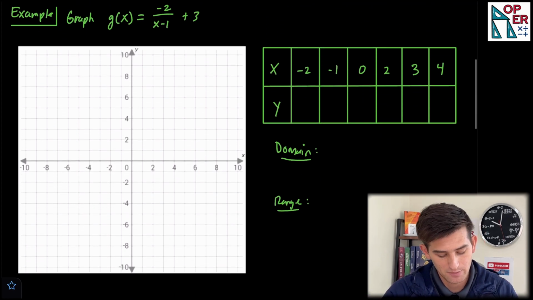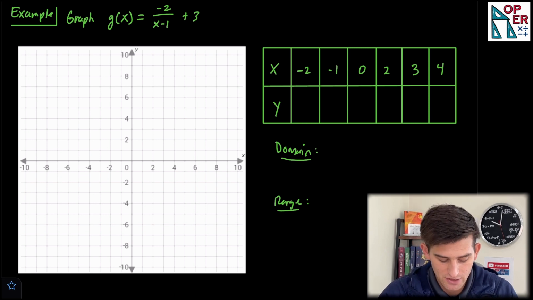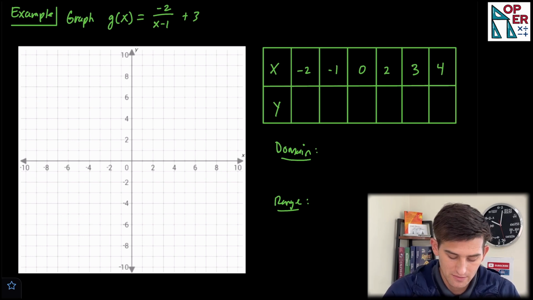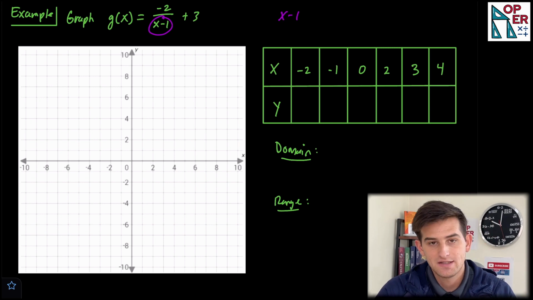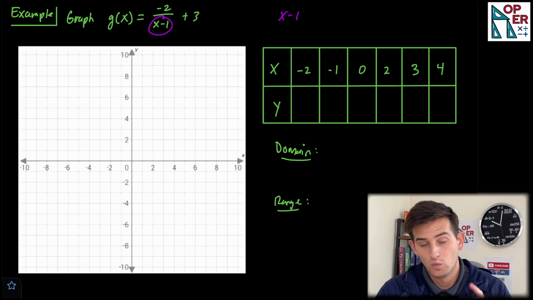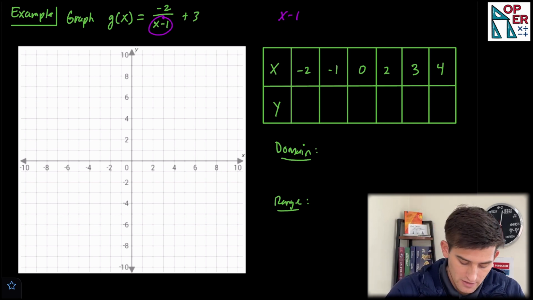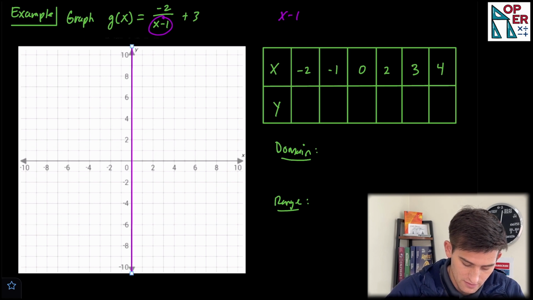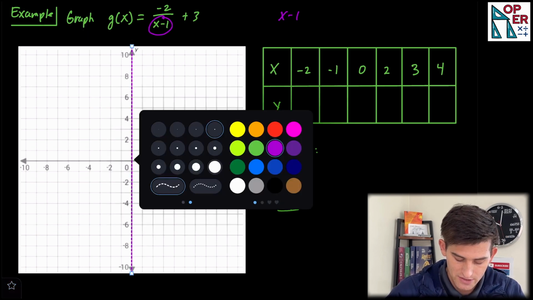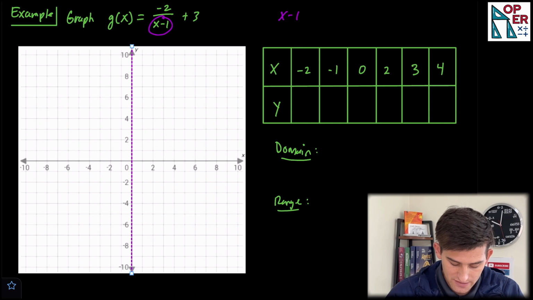All right, so here's the example that we're going to do in this video. It says graph g of x equals negative 2 divided by x minus 1 plus 3. So let's talk about our asymptotes first. We see that we have x minus 1 right here, and that's going to tell me that we're going to move our vertical asymptote 1 unit to the right. Now remember that our asymptote did start right here on the y-axis, so we'll change this to a dashed line. But this minus 1 tells me we're going to move it 1 unit to the right.